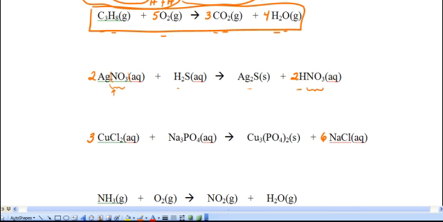I now have 6 sodiums on the product side. I have 3 on the reactant side, so I'm going to put a 2 out in front there. Now I have a total of 6 sodiums. And balancing the phosphate PO4 as one unit, I have 2 phosphates on the reactant side. I already have 2 phosphates on the product side, and we're balanced. So I need 3 units of CuCl2 to react with 2 units of Na3PO4 to produce 1 Cu3(PO4)2 and 6 NaCls.